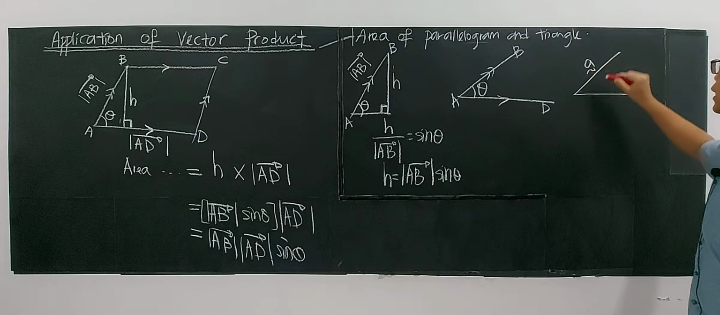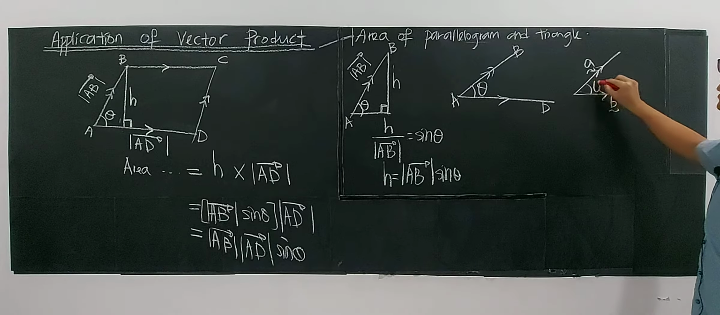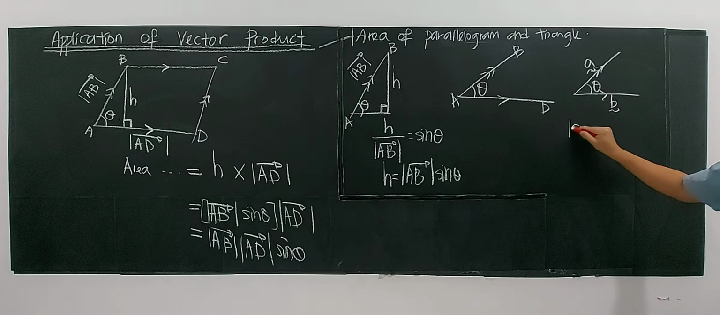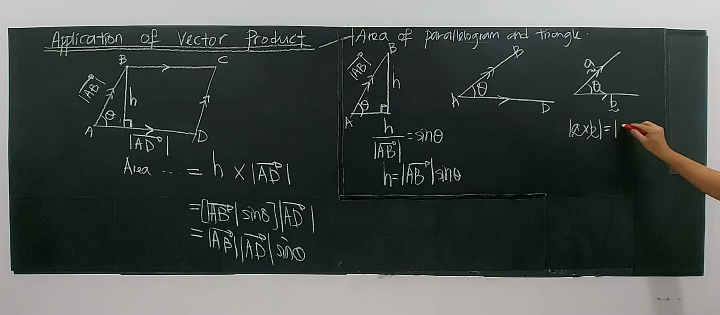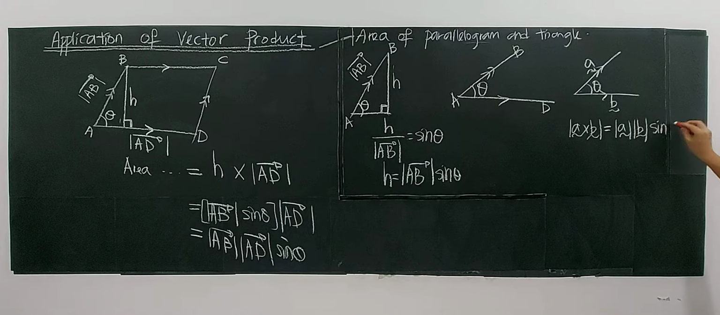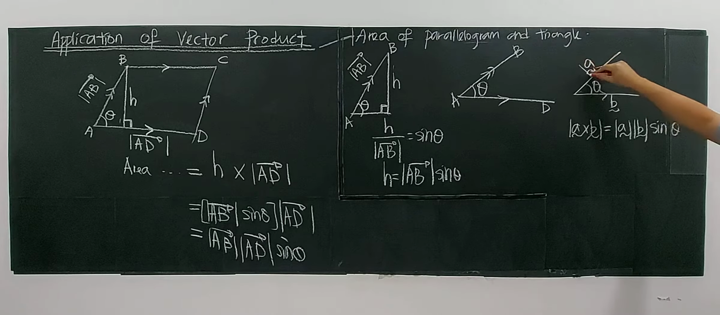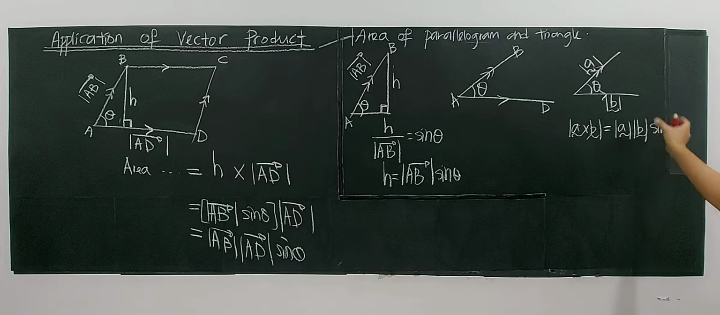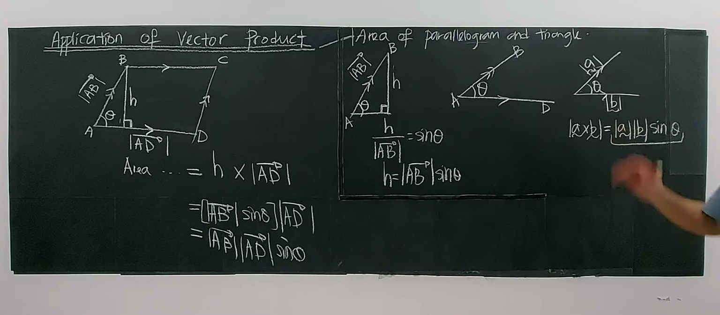Let's say I have vector A and vector B, and there is an angle in between these two vectors. I can define the magnitude of the cross product. This is the definition, which can be written as magnitude of A, magnitude of B, sine theta. So this whole thing can be rewritten as the magnitude of A cross B.